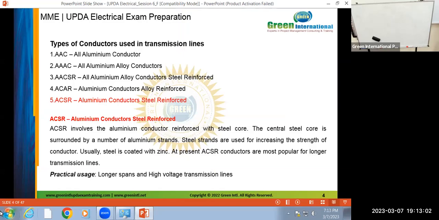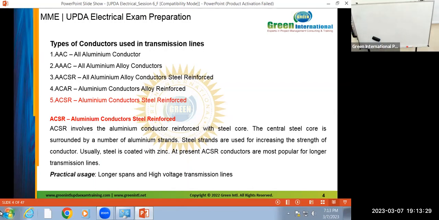Out of 5 types, we have a question from the 5th one. ACSR conductor, aluminum conductor steel reinforced. This is the conductor mainly used in most of the applications. Our objective is to get the license. So in our exam, this question is asked. So we forget about the other 4 types. This abbreviation is also asked in the exam.